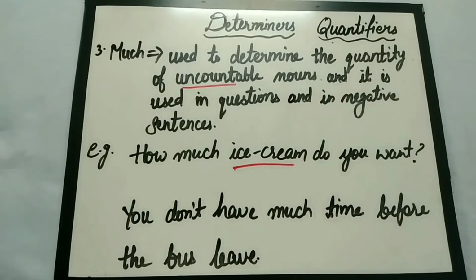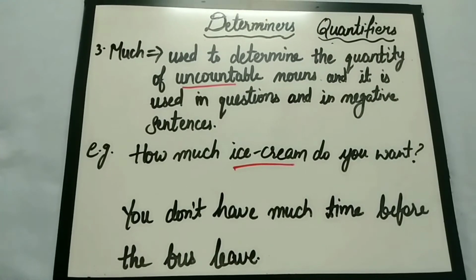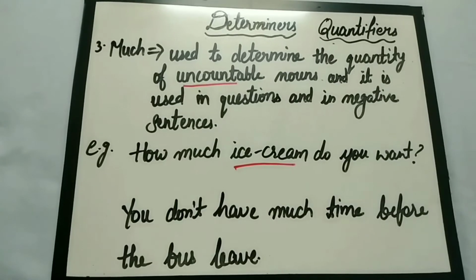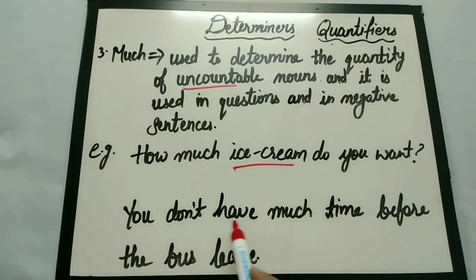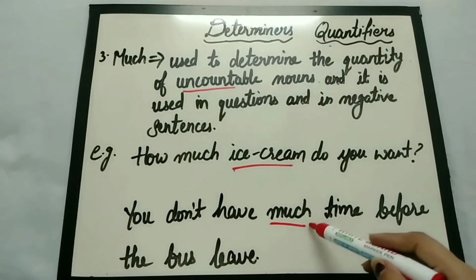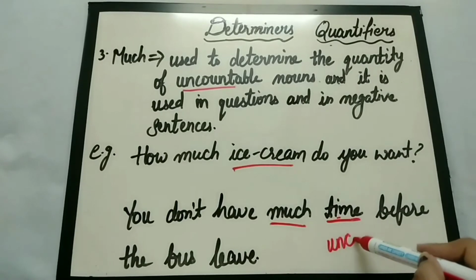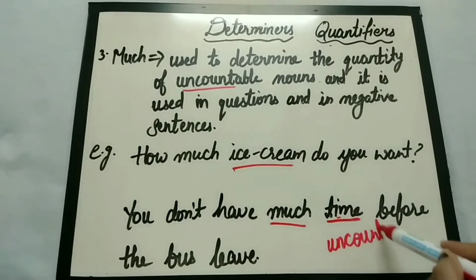Okay, and let's see the next example. You don't have much time before the bus leaves. It's a negative statement, meaning you do not have much time. Now the word much comes before time, which is uncountable.